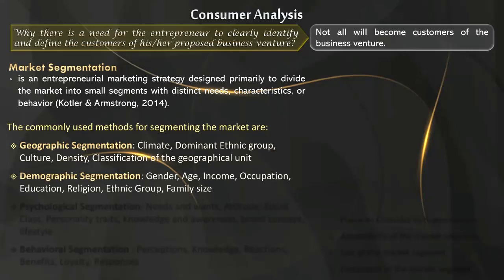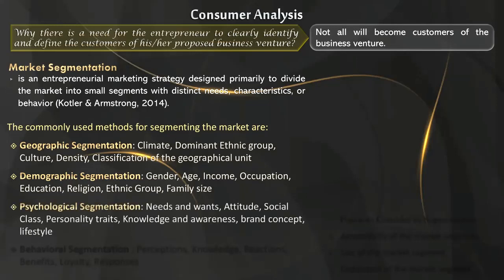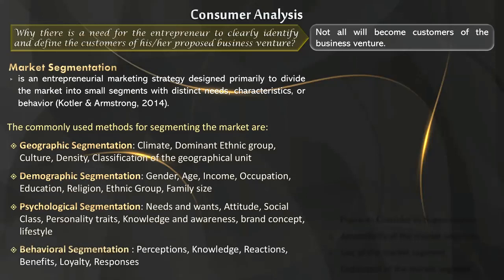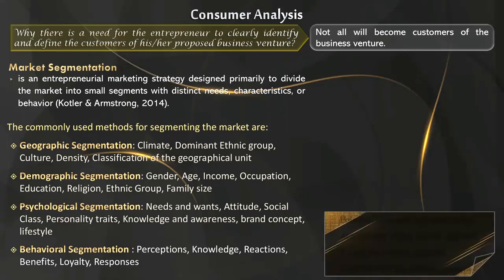Second one is demographic segmentation. These are the gender, female or male, age range, income, occupation, education, religion, ethnic group, and family size. Third one is psychological segmentation: needs, wants, attitude, social class, personality traits, knowledge and awareness, brand concept, and lifestyle. The fourth one is behavioral segmentation. We have perceptions, knowledge, reactions, benefits, loyalty, and responses.